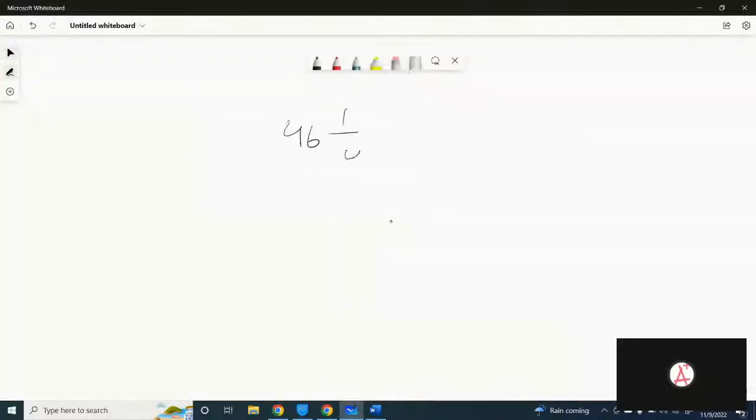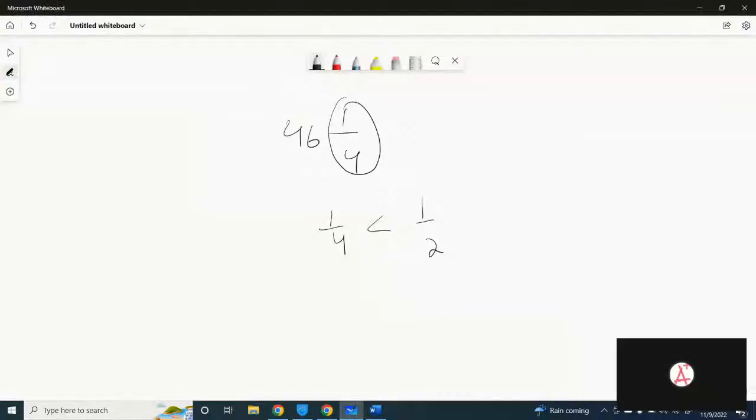46 whole 1 over 4. Just look at the fractional part. Compare the fraction with 1 over 2. So 1 over 4 is greater than 1 over 2 or less than 1 over 2? 1 over 4 is less than 1 over 2.